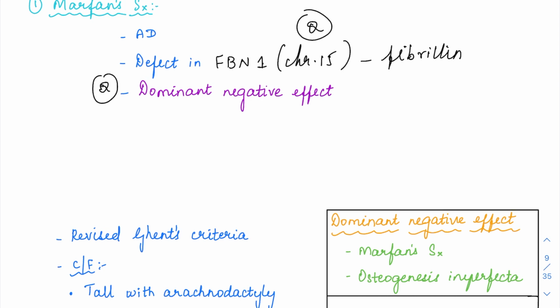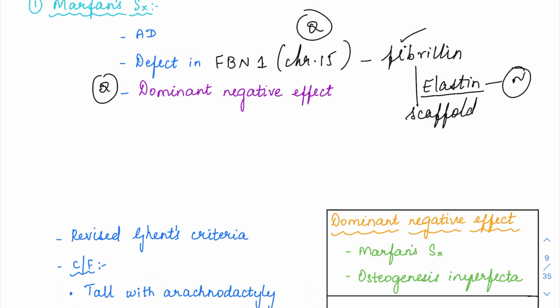So dominant negative effect in the sense, this fibrillin protein's actual function is to form a scaffold for elastin protein. So only when fibrillin is there, elastin can properly fold and form the proper protein. So fibrillin is the scaffold for elastin. But when fibrillin is defective, it is going to cause an abnormal defect in the elastin as well. So elastin was actually normal over here. Only the fibrillin is being affected. But still, fibrillin being defective is going to affect the elastin as well. So this is what we call a dominant negative effect.